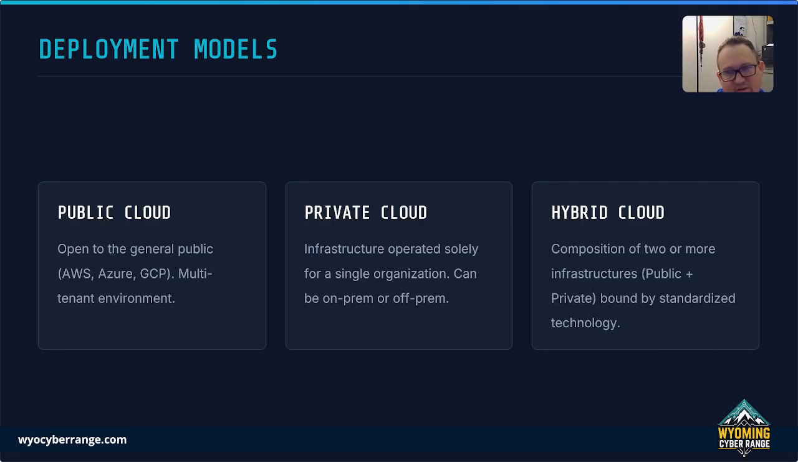Lastly, we have the hybrid cloud. Now, this is how most companies are operating nowadays, and this is going to be a composition of two or more infrastructures. They may have some public, they may have some private, and when they're bound together, they're going to be a standardized technology. This is going to allow data and applications to move between them.